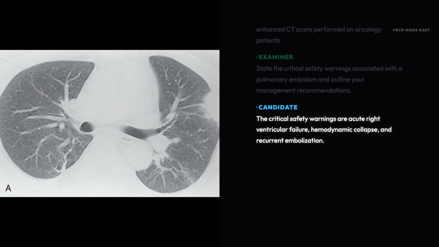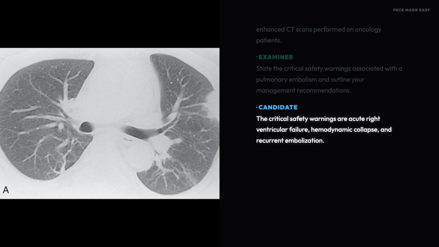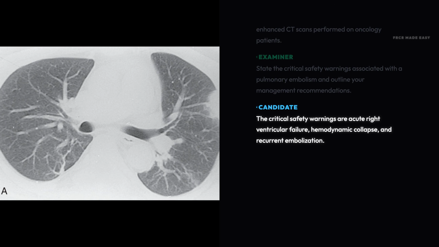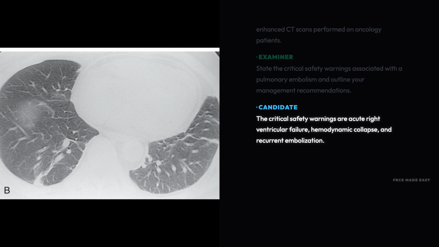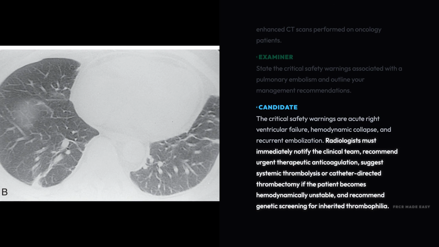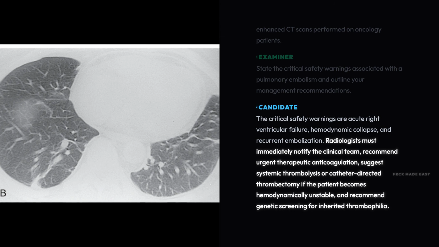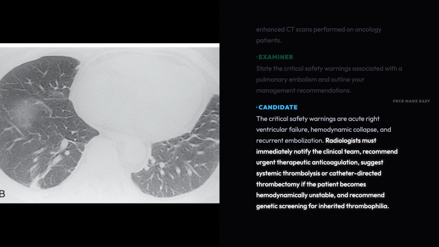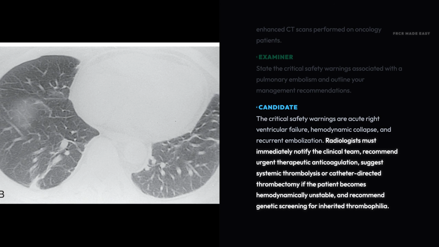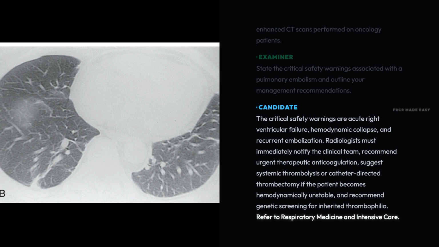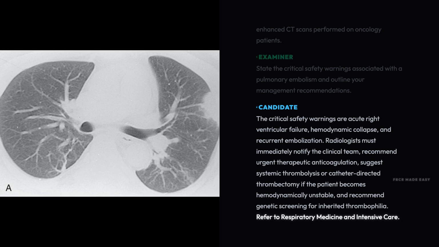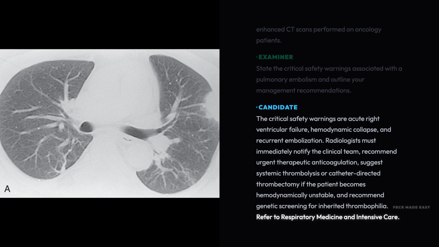The critical safety warnings are acute right ventricular failure, hemodynamic collapse, and recurrent embolization. Radiologists must immediately notify the clinical team, recommend urgent therapeutic anticoagulation, suggest systemic thrombolysis or catheter-directed thrombectomy if the patient becomes hemodynamically unstable, and recommend genetic screening for inherited thrombophilia. Refer to respiratory medicine and intensive care.